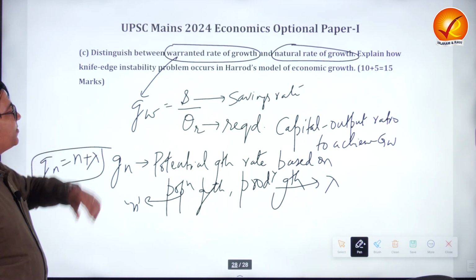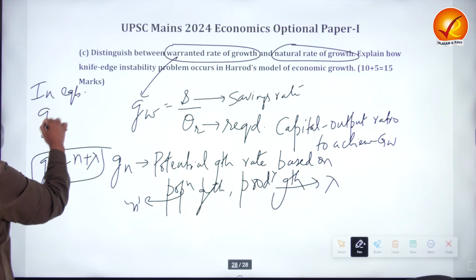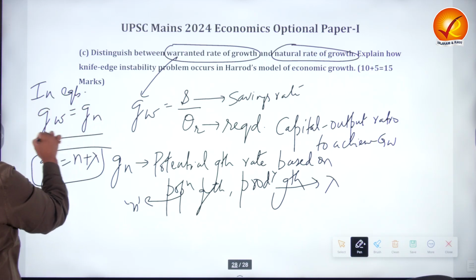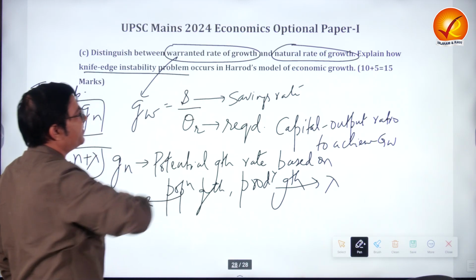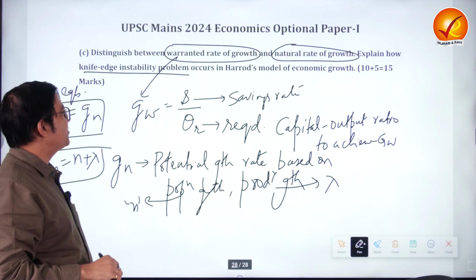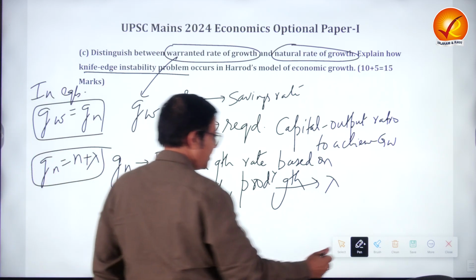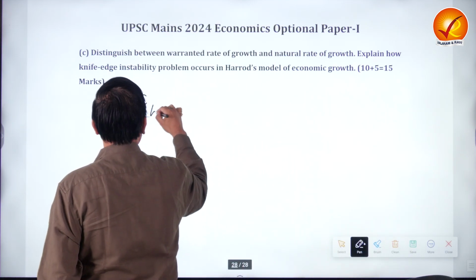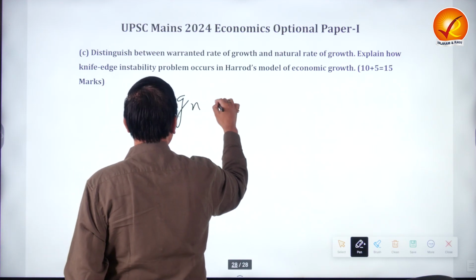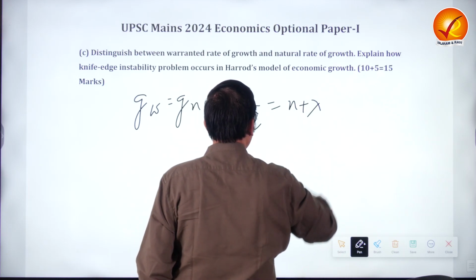And what Harrod's model says is that in equilibrium, the warranted rate of growth should be equal to the natural rate of growth. And that is what leads to the knife edge instability problem. Okay, why do we call it this way? Knife edge instability problem. Let's look into that. So as you can see, for this to occur, these two should be equal. For warranted rate of growth to be equal to the natural rate of growth, we should have S upon theta r equal to n plus lambda in our case.